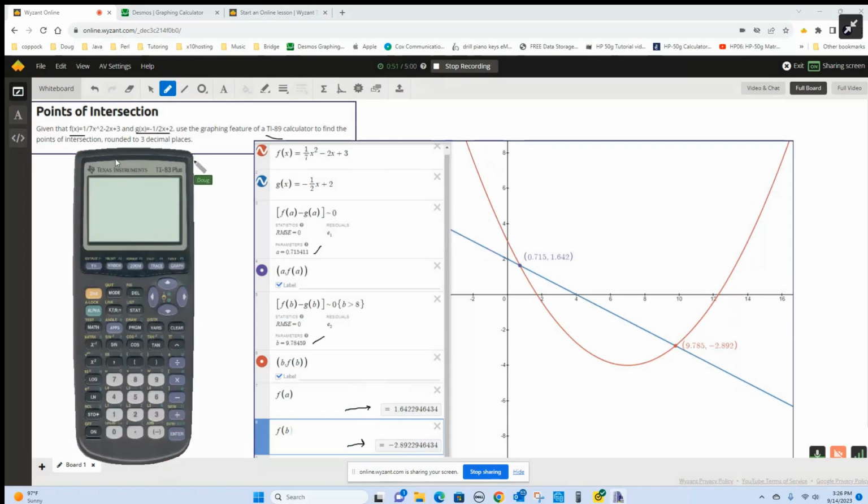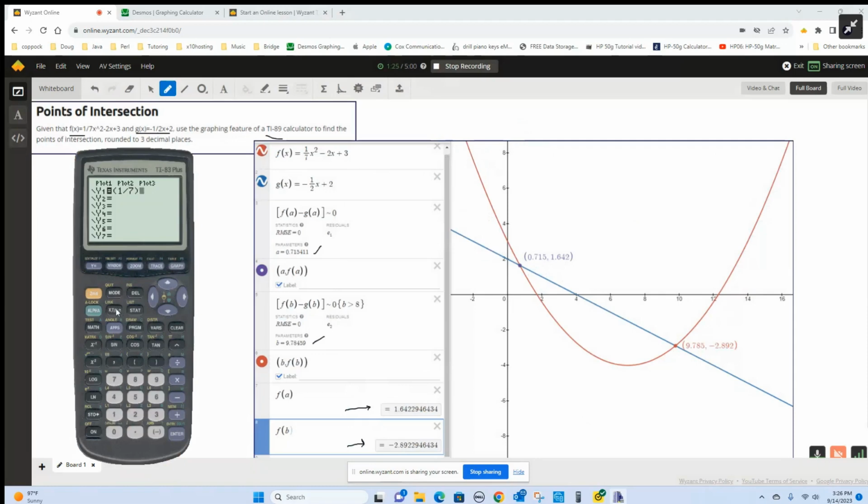But you want to know how to do this on the TI. What you want to do is go to y equals, and I've actually already typed in the functions, but let me clear these and start over so you can see it happening. If I want to type 1/7 x squared, it's a good idea to put fractions in parentheses. 1 divided by 7 is your fraction.